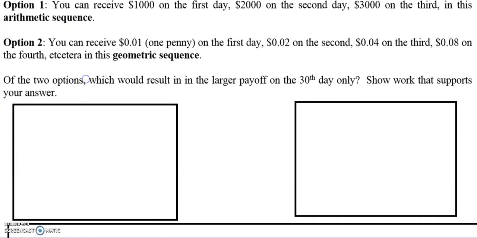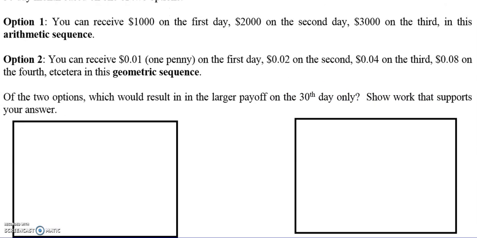Of the 2 options, which would result in a larger payoff for 30 days, show all the work that supports it. Now what I want you to do is to actually come up with an explicit formula for this option 1. Now this is arithmetic, so that might help. And then an explicit formula for the geometric sequence. And then use those, obviously, to find the 30th day, so that would be plugging in 30. See if you could do that now, please.